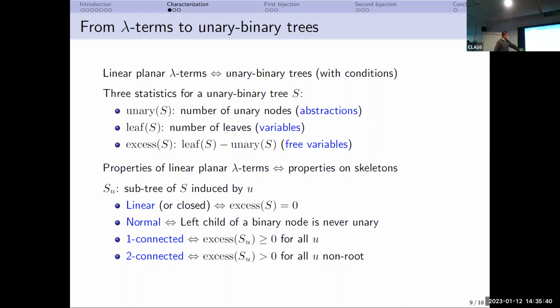And two connected means unitless. The condition is that the excess of any subtree should be strictly larger than 0. It's just to say that there is no subterm that is closed. So these are the conditions.